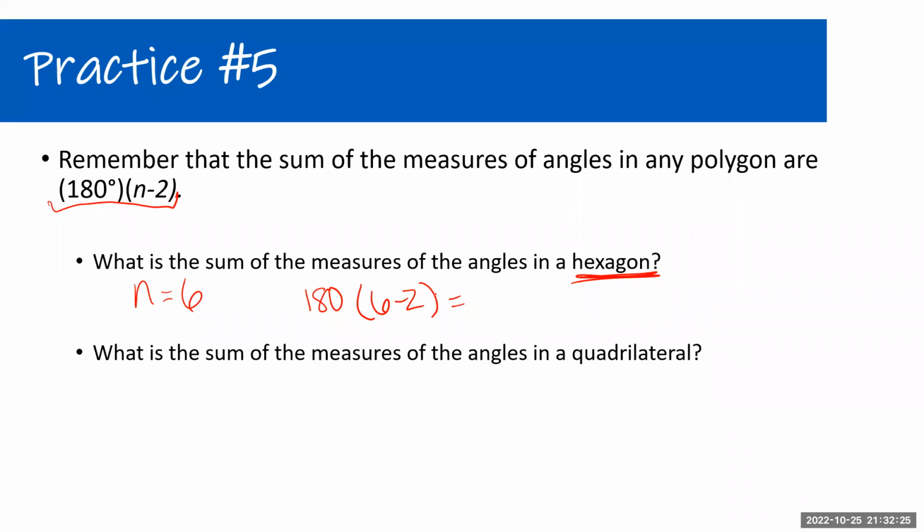we are going to get 720. So 180 times 4 is going to give us 720. Similarly, what is the sum of the measures in a quadrilateral? You may know this already, but let's look at it with this formula. In a quadrilateral, we have n equals 4. And so we have 180 times 4 minus 2, which is going to give us 360 degrees.